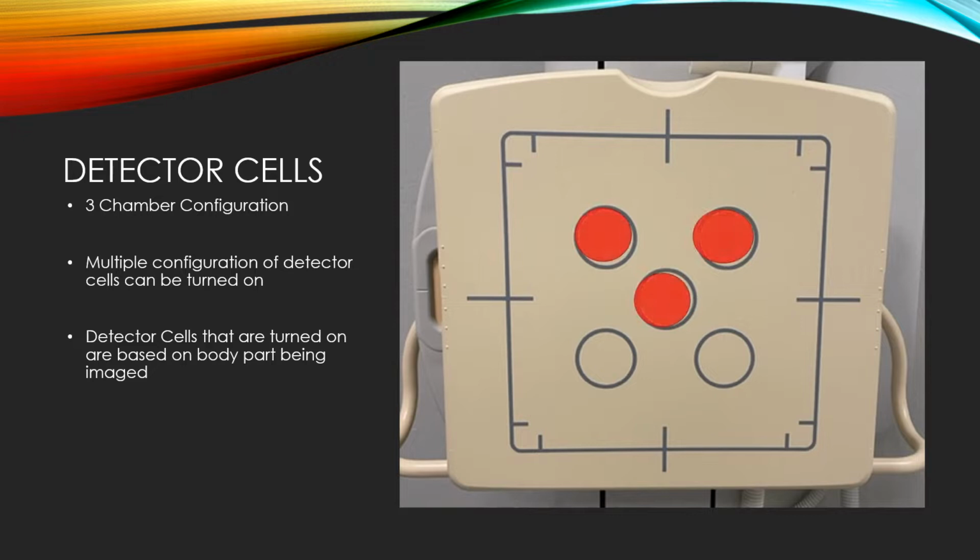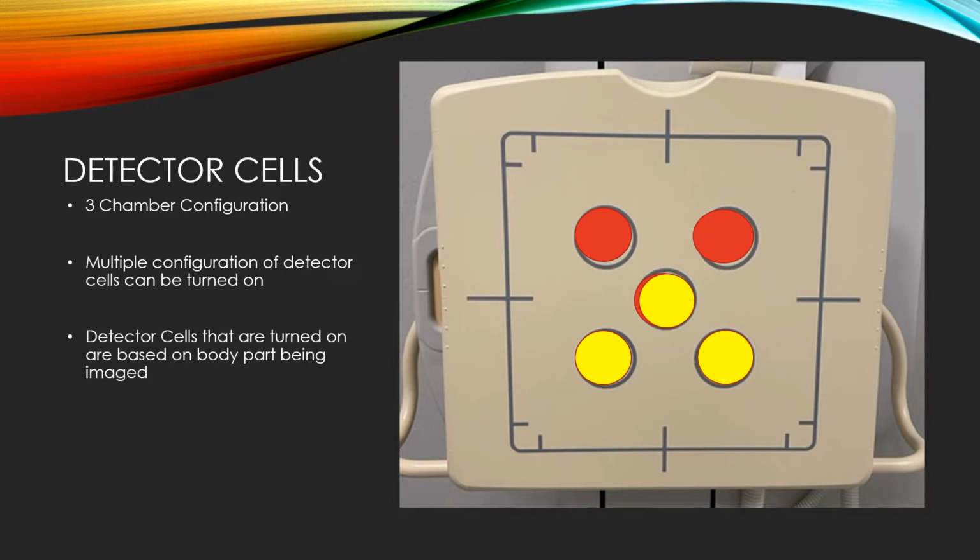Detector cells are part of the AEC system. These detector cells measure the amount of radiation received from the X-ray tube through the patient to the image receptor. They contain different combinations, up to 7, as seen in the image in front of you. The radiographer must activate the detector cells based on the body part being imaged.